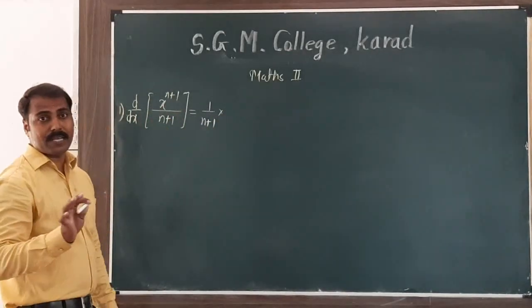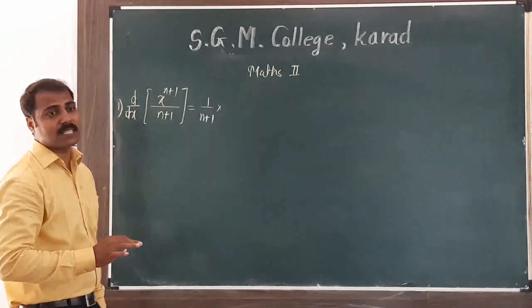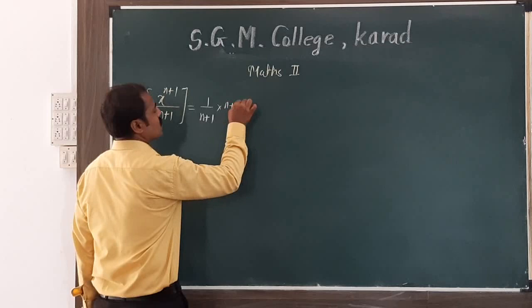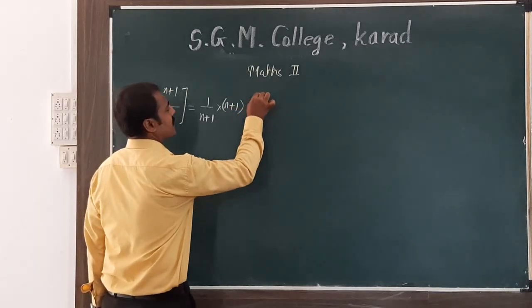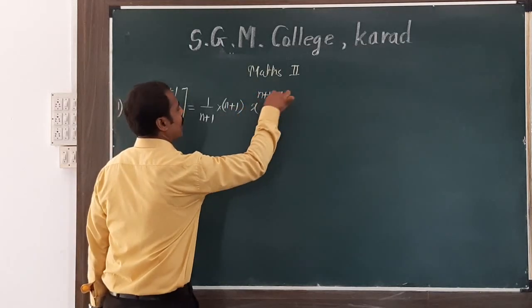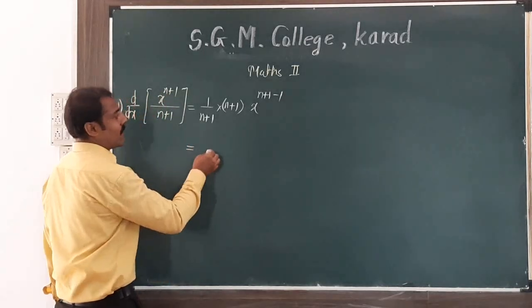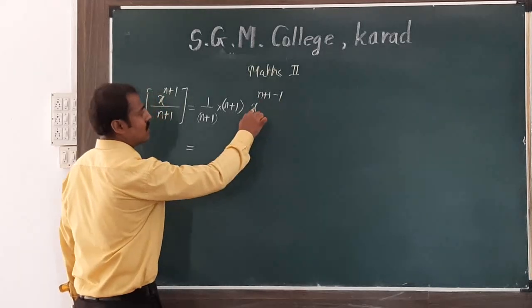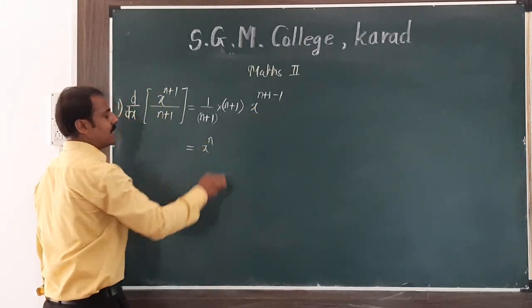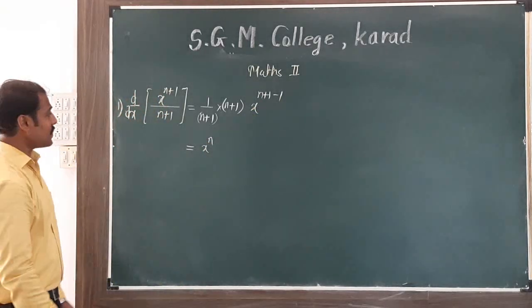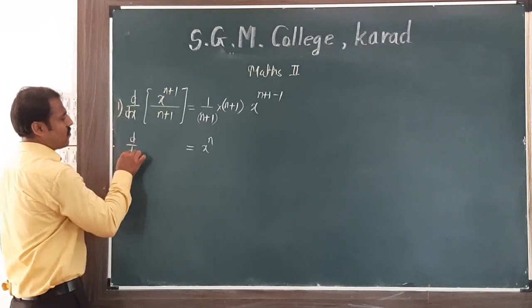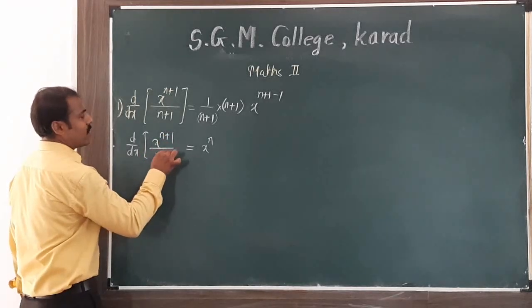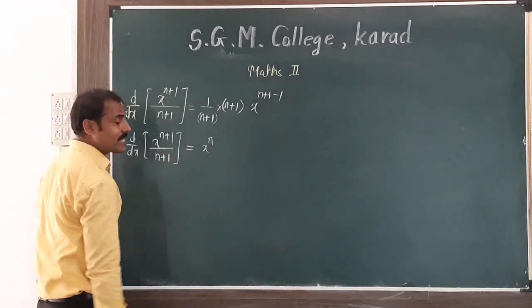We know that the derivative of x raised to n is n into x raised to n minus 1. So the derivative of x raised to n plus 1 is n plus 1 into x raised to n plus 1 minus 1. Here, what gets cancelled? n plus 1 gets cancelled. Plus 1 minus 1 is 0. So what's remaining? It's x raised to n. So d/dx of x raised to n plus 1 divided by n plus 1 is equal to x raised to n.